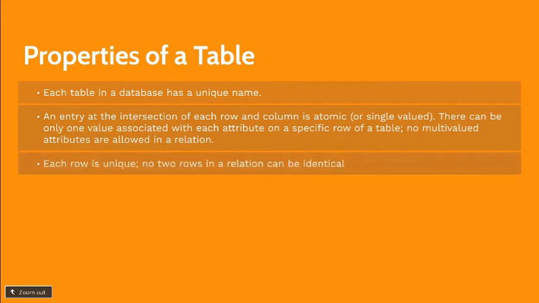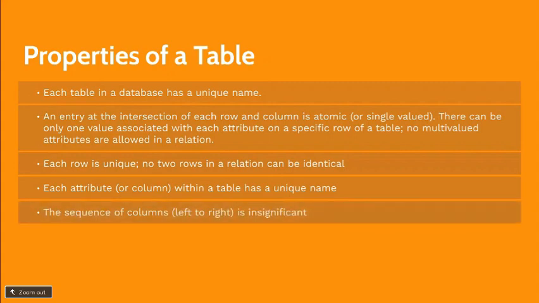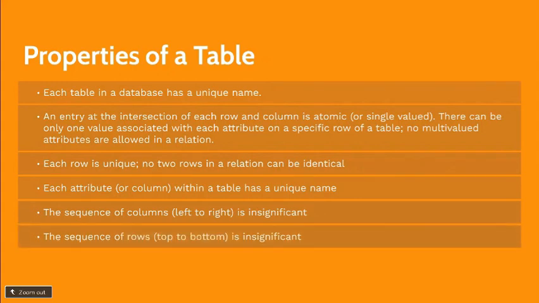Each row is unique. No two rows in the relation can be identical. Each attribute within the table has a unique name. The sequence of columns is insignificant. And last, the sequence of rows is insignificant.